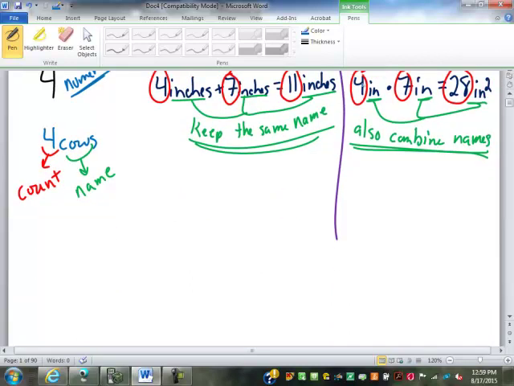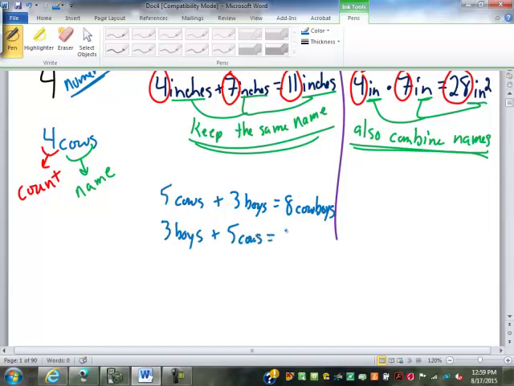For example, let's say I have 5 cows and 3 boys. Does that give us 8 cowboys? No. Or if I switch it around, but I had 3 boys and 5 cows, that'll give us 8 boy cows.